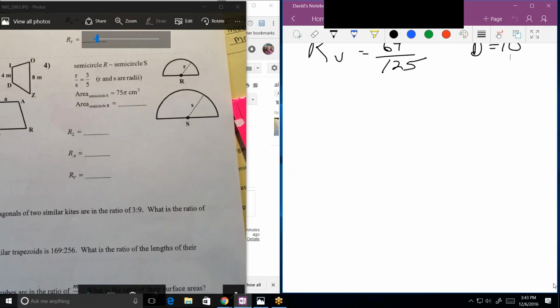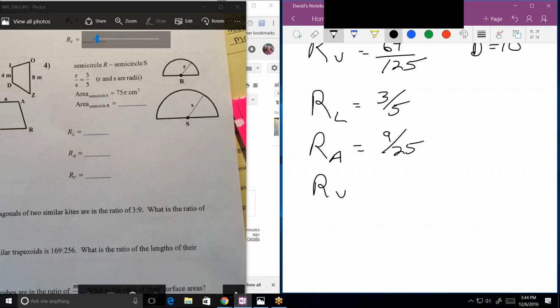Okay, so here we have two similar semicircles. R is to S as 3 is to 5. Tell me R sub L. 3 to 5. Tell me R sub A. 9 to 25. And tell me R sub V. 27 to 125.